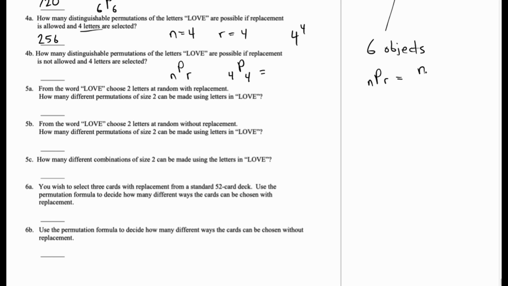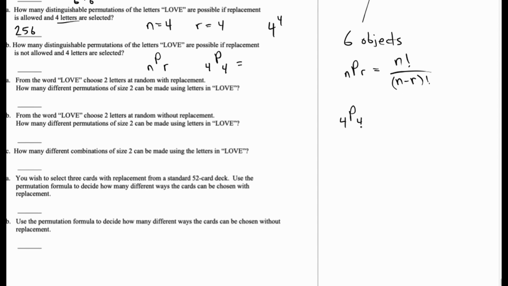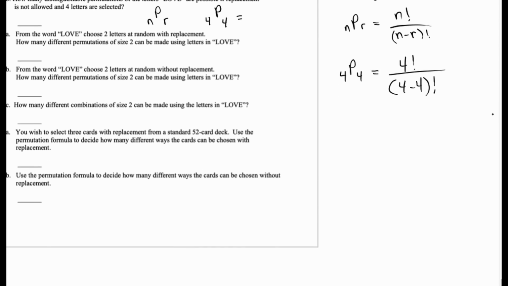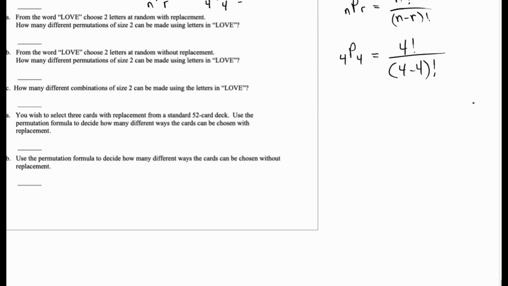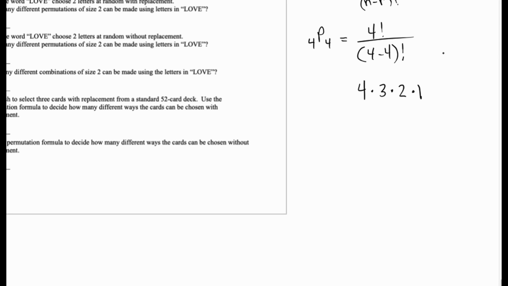nPr can be calculated as n factorial over n minus r factorial. We've got to plug in the n and the r, and we would get that. Then a factorial means to start with the original number and then multiply by the next preceding numbers one at a time. So 4 factorial means to do 4 times 3 times 2 times 1 until you get to 1.